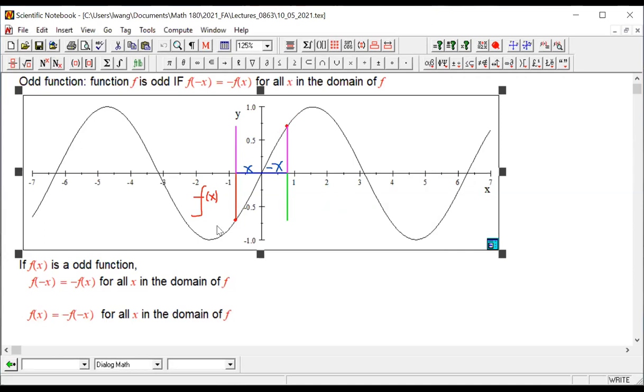So this is how to read the graph. If this is x, then the other side will be negative x. They are opposite, right? For x, the output is the red. For negative x, the output is the purple. But how do you express it? That purple height over there is written as f of negative x.